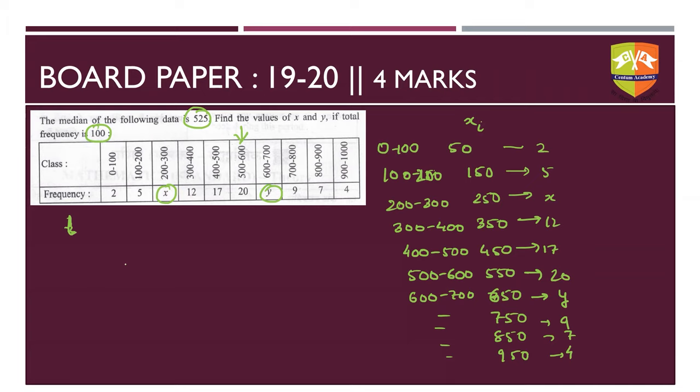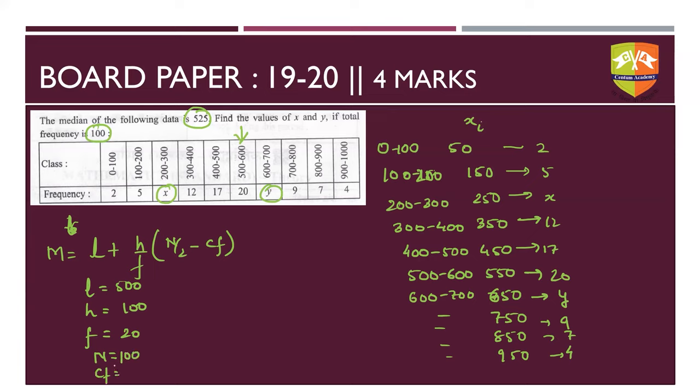Okay, fair enough. So what is the median? Median is L plus h by f into n by 2 minus cf. Let's write all of these values. L is 500. h is 100. f is how much? 20. Then n, how much? 100. And cf, how much? 17. Done. So this is 7, 7 plus x.